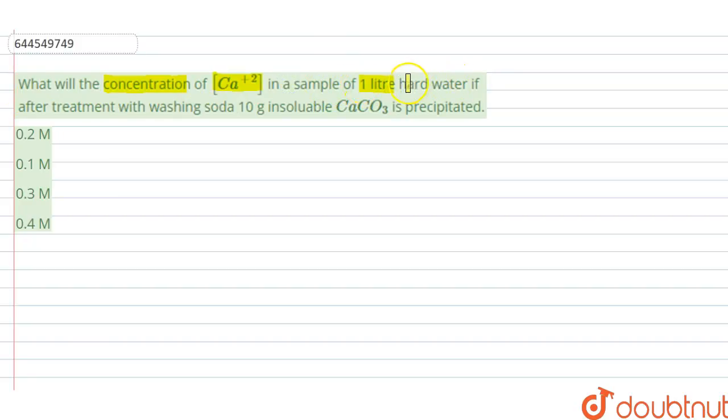Hello students, question is what will be the concentration of Ca2+ in a sample of 1 liter hard water if after treatment with washing soda 10 gram insoluble CaCO3 is precipitated? Options are 0.2 molar, 0.1 molar, 0.3 molar, 0.4 molar.